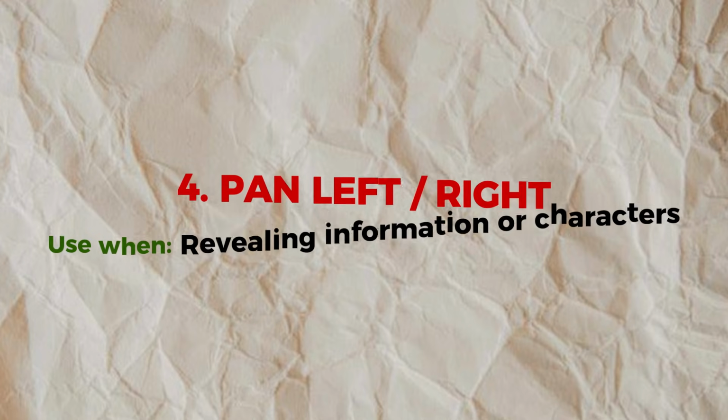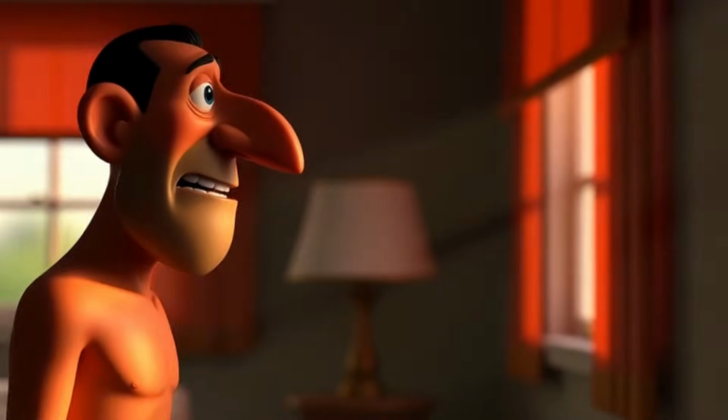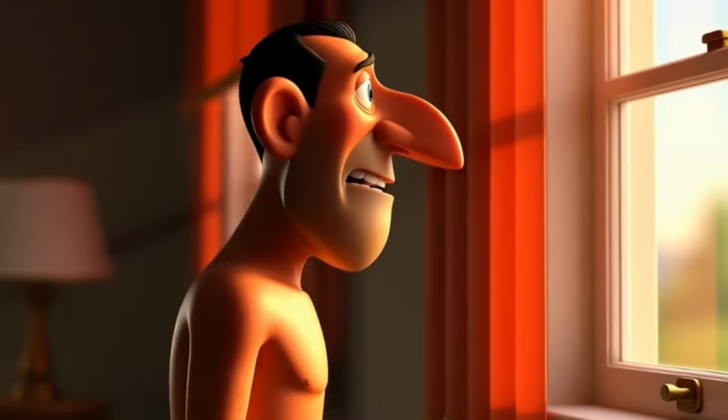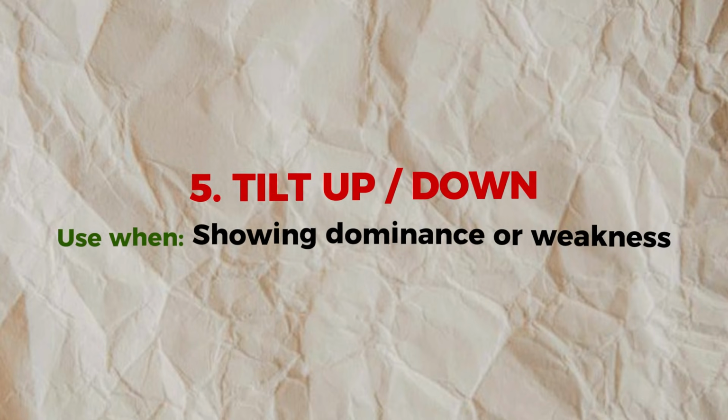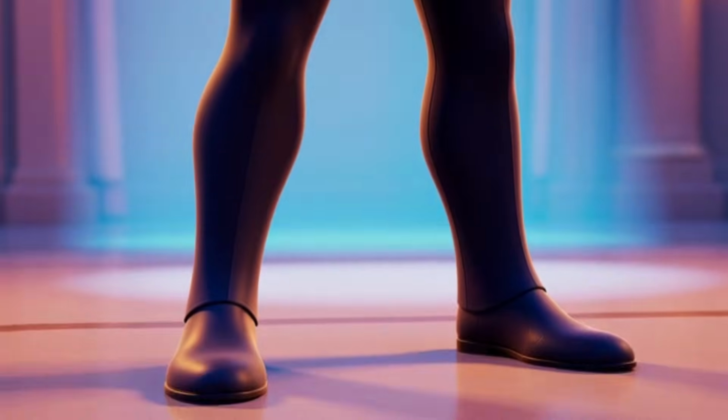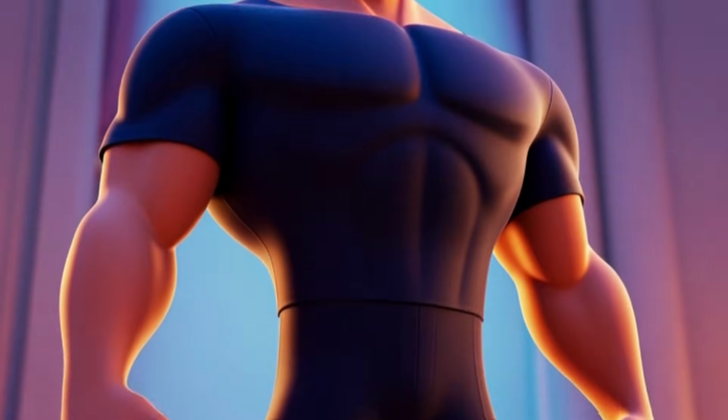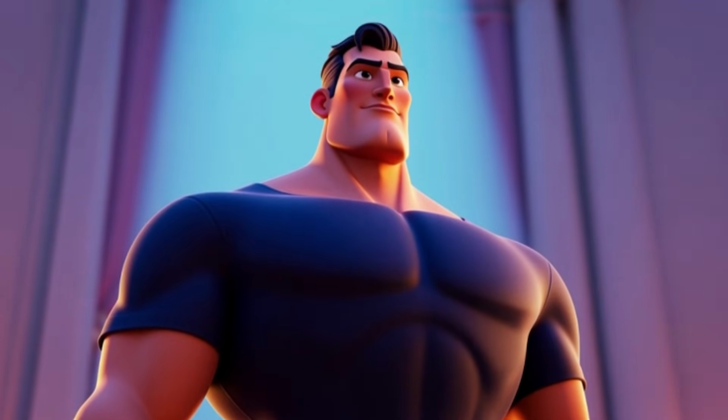Then we also have the pan left and right. So you can either pan left or you pan right. So this is an example of that. At number five, we have the tilt up or down. So you can use this when you want to have this kind of movement in your video. This is an example of that.